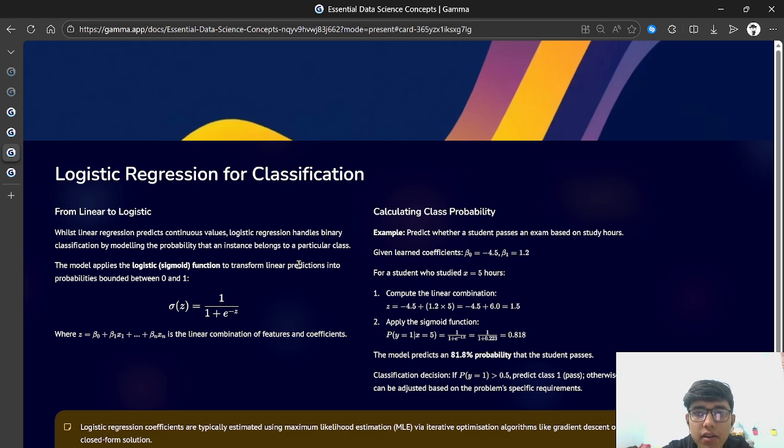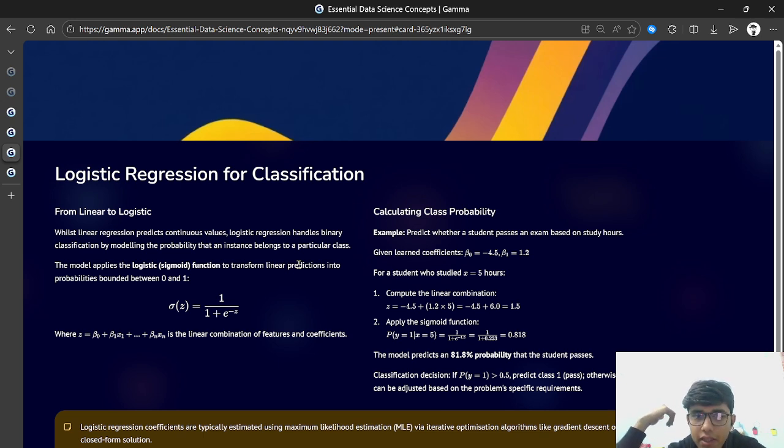An example here is to predict whether a student passes an exam based on their study hours. We first estimate beta naught and beta 1 as minus 4.5 and 1.2, for a student who has studied 5 hours, so x is equal to 5. We first compute the linear combination: minus 4.5 into 1 plus 1.2 into 5. That gives us 1.5, and then we need to apply the sigmoid function to calculate the probability.